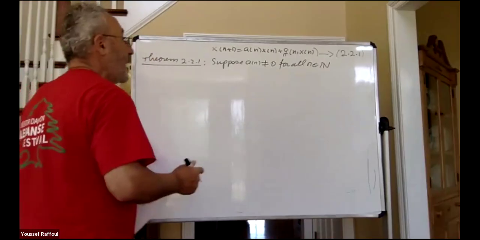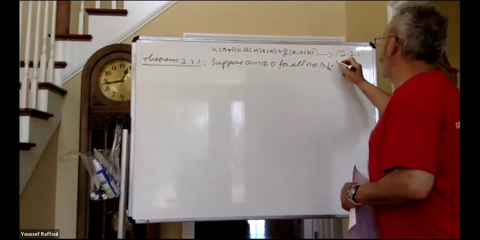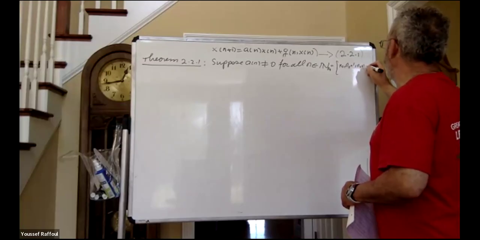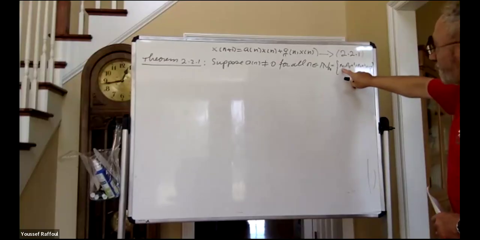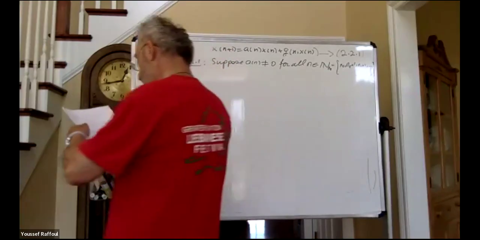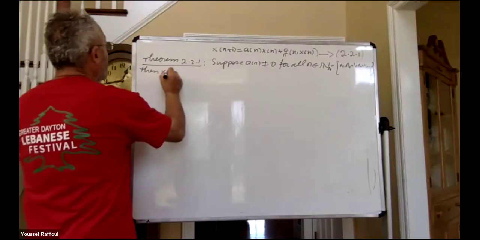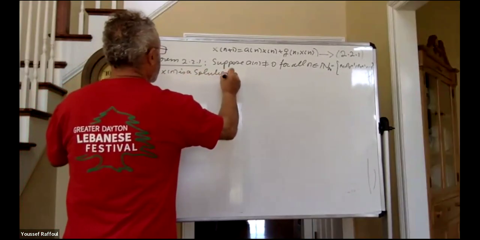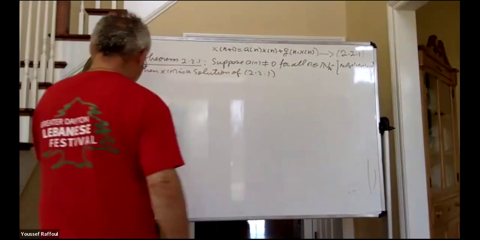So for all n in N(n0), and remember what N(n0) is: it's n0, n0 plus 1, n0 plus 2. That means you start with n0, and n0 is the initial point. All right. Then x_n is a solution of 2.2.1.